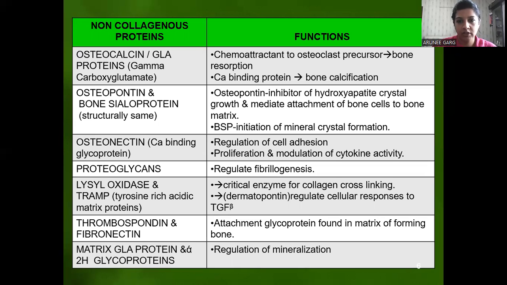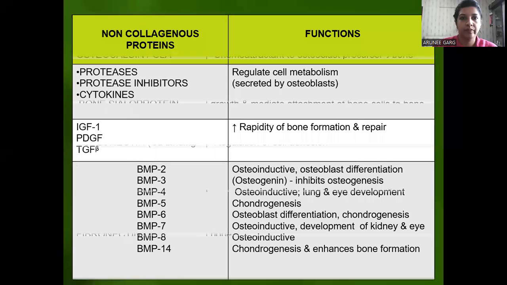Proteoglycans regulate fibrillogenesis, that is the formation of collagen fibers. Lysyl oxidase and tyrosine-rich acidic matrix proteins are critical enzymes for collagen cross-linking, and they regulate cellular responses to TGF-beta. Thrombospondin and fibronectin are attachment glycoproteins found in the matrix of forming bone. Matrix GLA proteins and other glycoproteins help in the regulation of mineralization in bone.